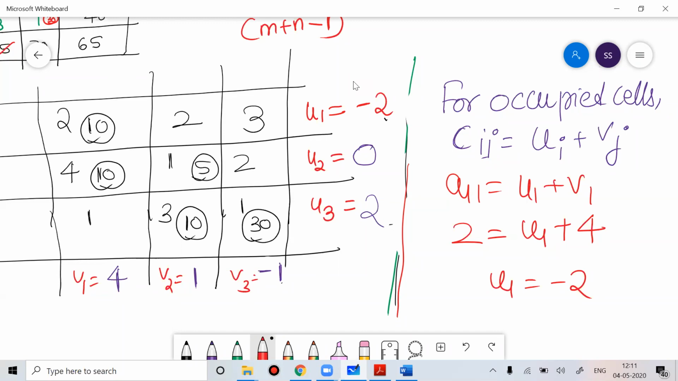So I've done this. I hope everyone has understood. By using this formula called Cij is equal to Ui plus Vj, what I have done, I have assigned values to U1, U2, U3, V1, V2, V3. I believe this is clear with everyone. Anyone doubt?